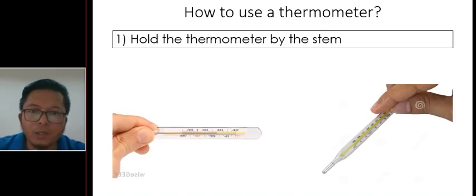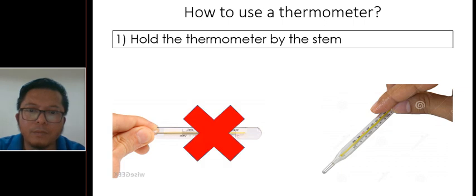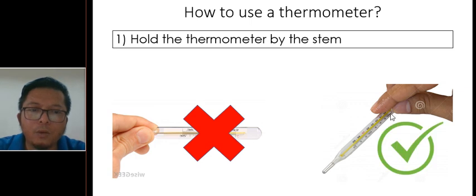So this is two ways of holding a thermometer, but one is wrong. Which one? This is wrong. He or she is not holding by the stem. He's holding by the bulb. Do not hold by the bulb. It is wrong. It will change the temperature. This is correct. Hold the thermometer by the stem.